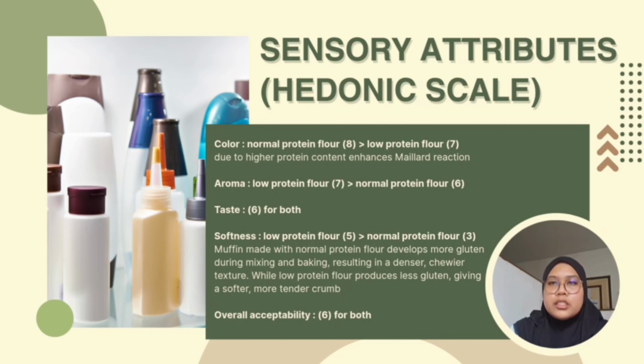For the softness, low-protein flour muffins were perceived as softer, which is 5, compared to normal protein, which is 3. This is because low-protein flour forms less gluten, which gives a softer crumb. For the overall acceptability, both muffins were rated the same, which is 6.